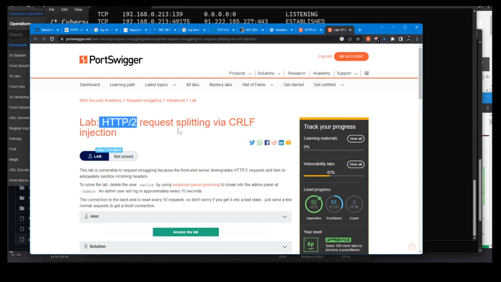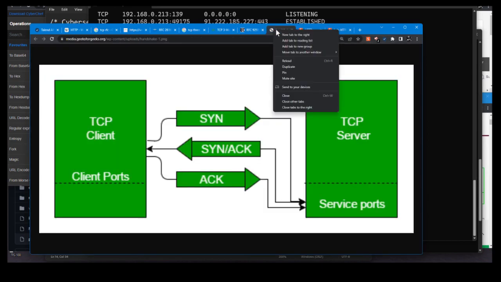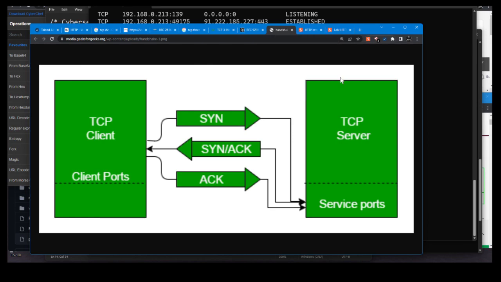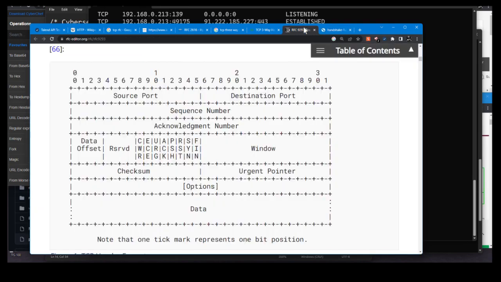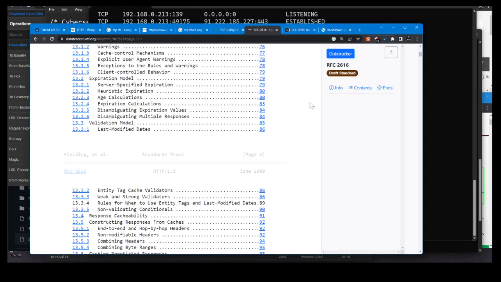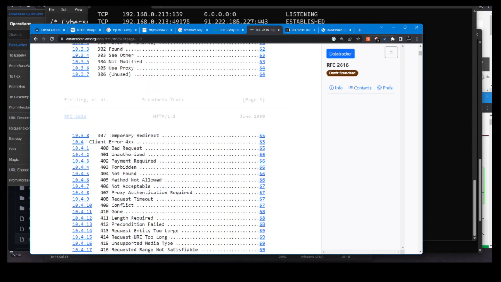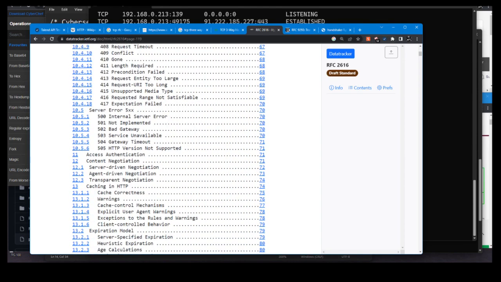HTTP response splitting, I mentioned it specifically because it relates to why you should understand how these protocols work at a low level. HTTP response splitting is a design flaw, actually. It's kind of a design flaw in HTTP. As I said before, if you read through this thing, it will explain how things are supposed to work, right?